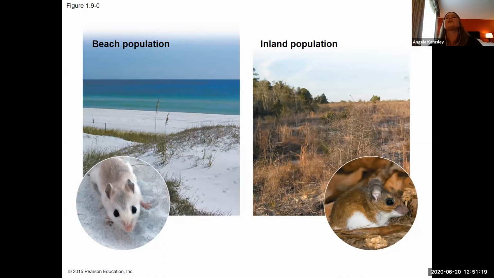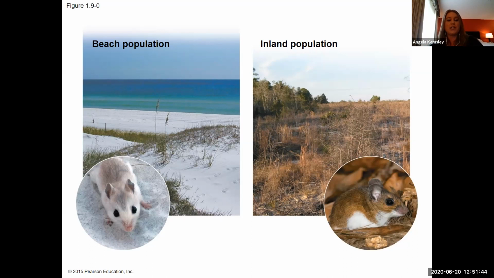So there is one type of mouse that lives at the beach. And most of these mice that live at the beach have a really light color to their fur, where there's another population of the same species. So this is the same species of mouse, but one of the populations lives more inland in an area that's more brown. And you notice that most of the mice there actually have a brown coat.